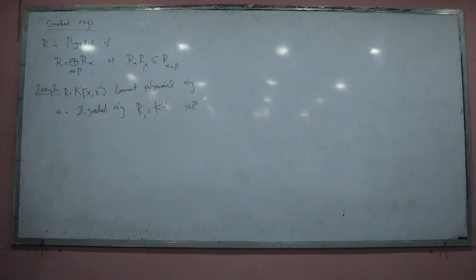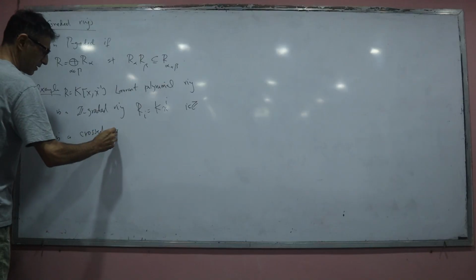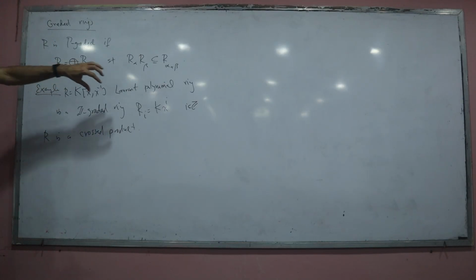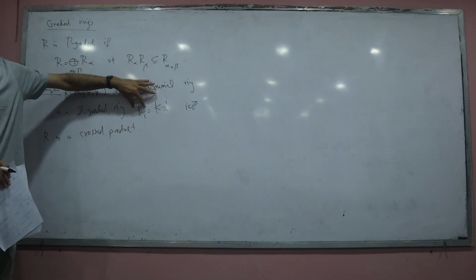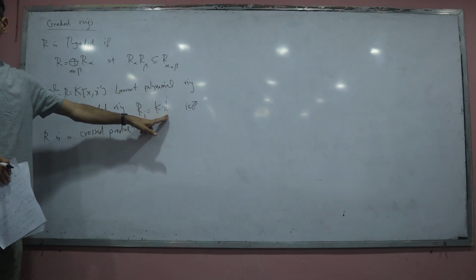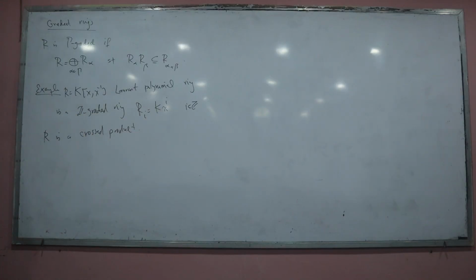Okay, now R is a cross product, because in each component we needed to have at least one invertible element, and here is the one invertible element. All of these are invertible if K is not 0. Okay. Now, in fact, there are more here.